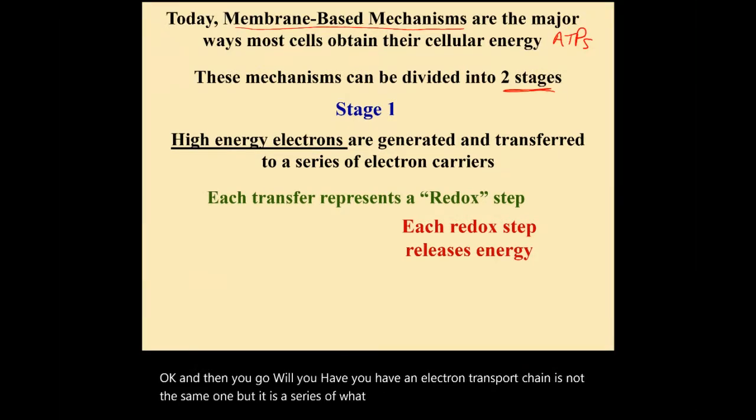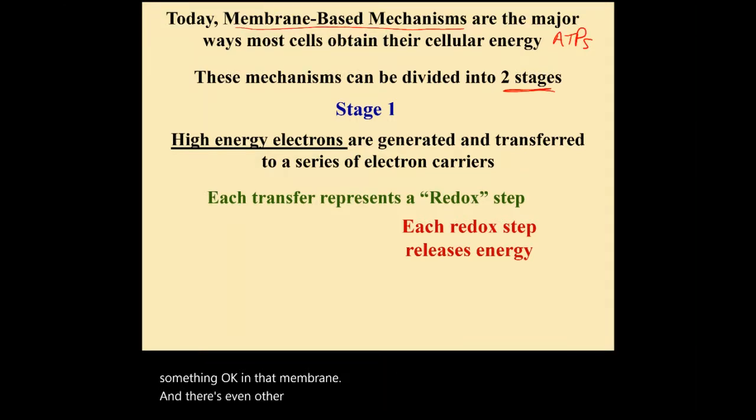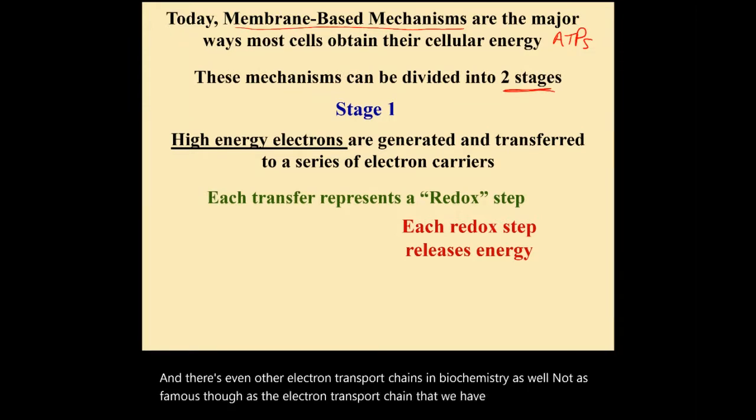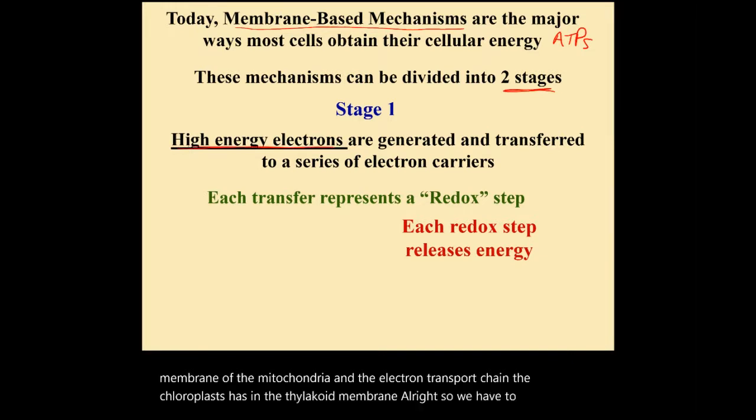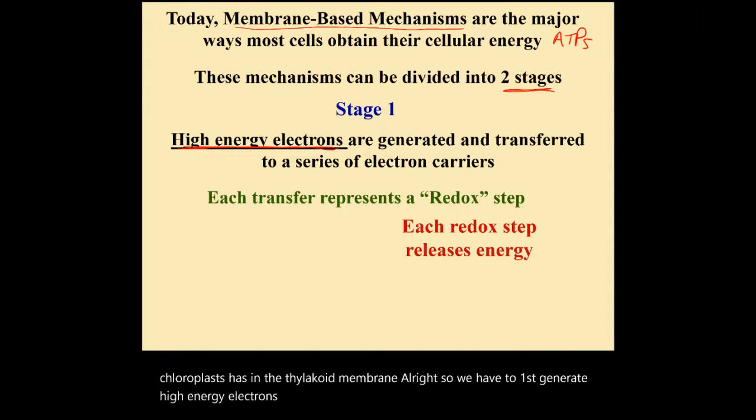Carriers of electrons that are doing something in that membrane. And there are even other electron transport chains in biochemistry as well, not as famous, though, as the electron transport chain in the inner membrane of the mitochondria, and the electron transport chain the chloroplast has in the thylakoid membrane. So we first have to generate high energy electrons somehow.